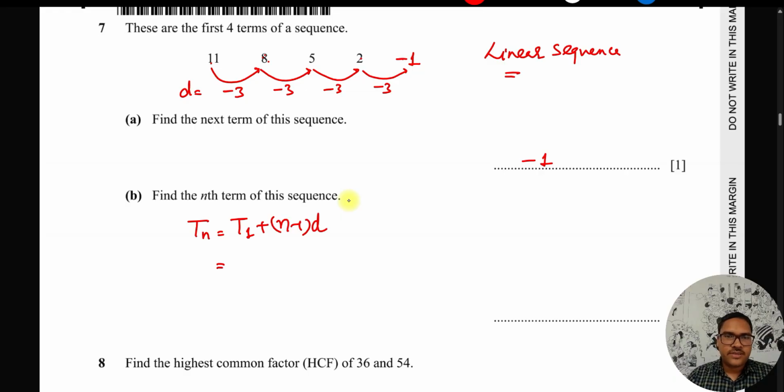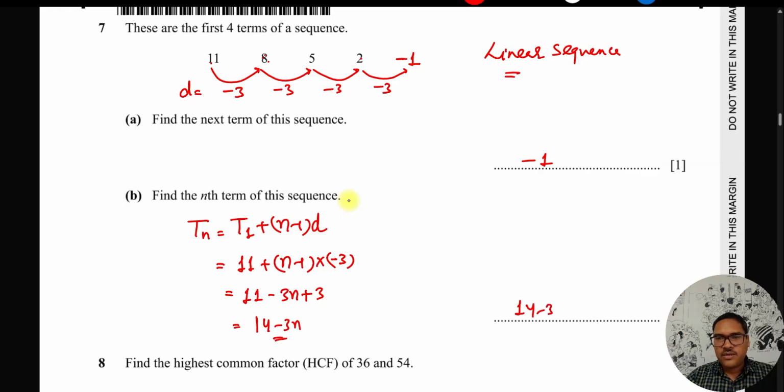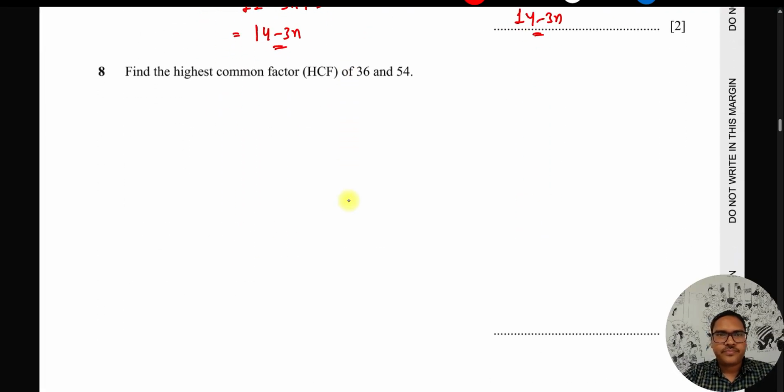So what is the first term? This is 11. The position is n minus 1. And d, what is the common difference? You can see this is negative 3. So if I simplify, 11, negative 3 into n is negative 3n, and negative 3 into minus 1 is plus 3. So this is 14 minus 3n. This is 14 minus 3n. This is how we can easily solve this question.